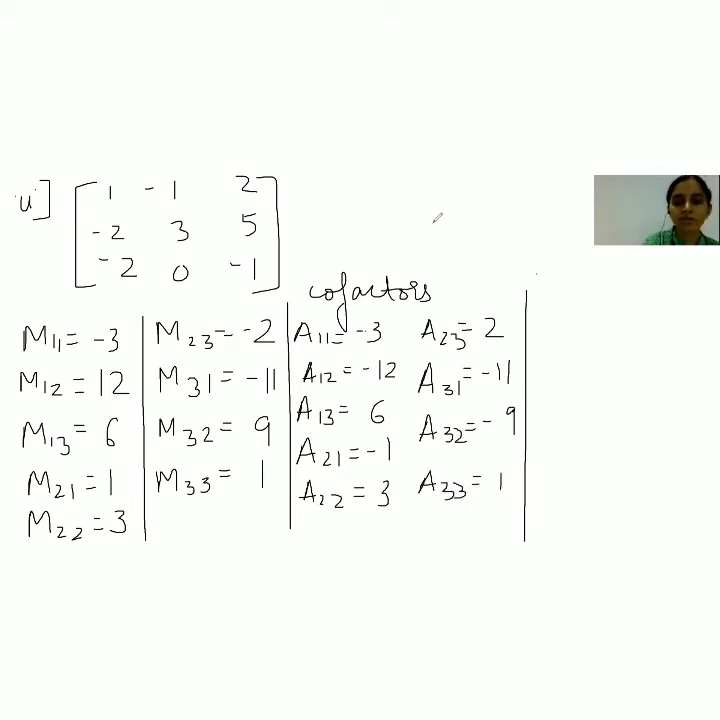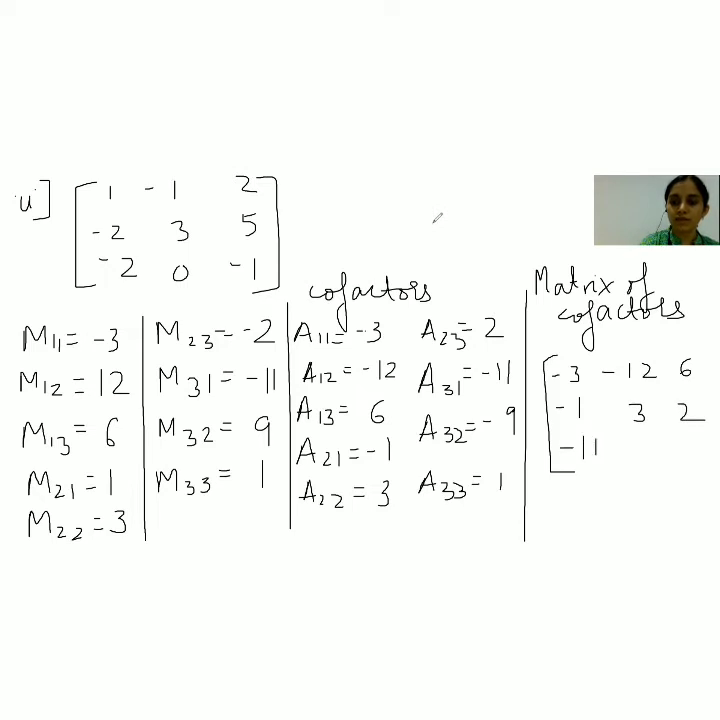Okay, matrix of cofactors. Right, so what will be the matrix of cofactors? Let us put all these numbers in order. So minus 3, minus 12 and 6. Then we have minus 1, 3 and 2. Then we have minus 11, minus 9 and 1. This is our matrix of cofactors. Okay.